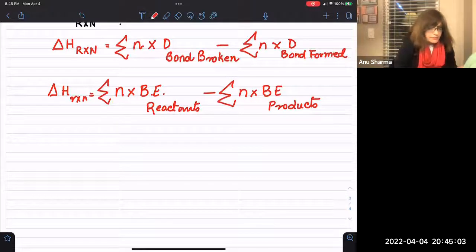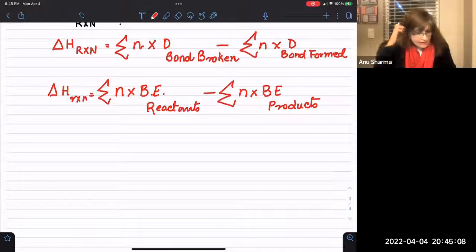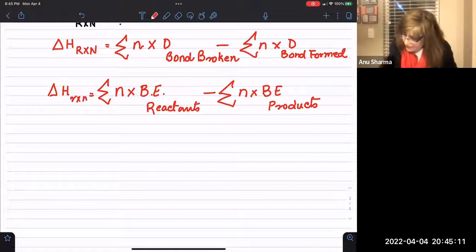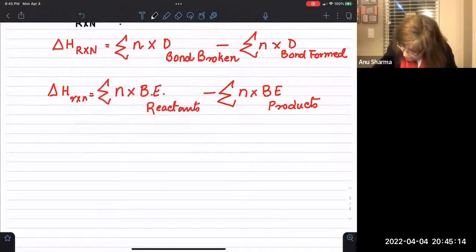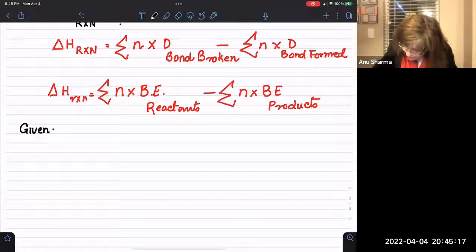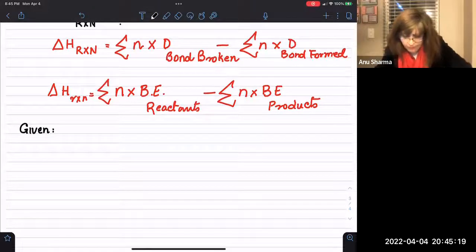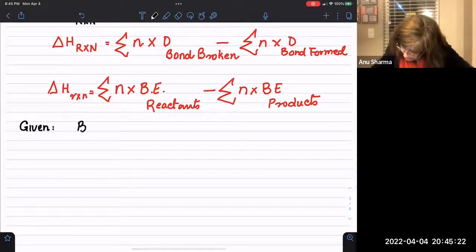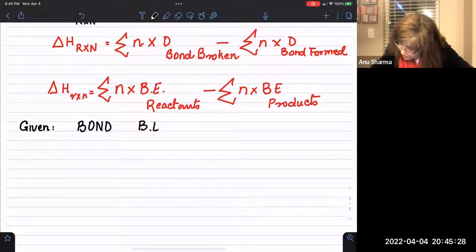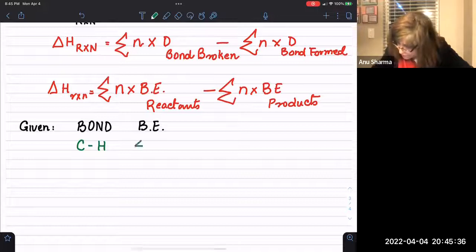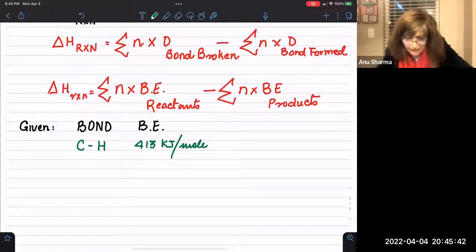All right. So now let's look at it here. What are we given? We will be looking at the table to get some of the values, and these will be given to you. So we will be given the bonds and the bond energy that's associated with that bond. For the C-H, carbon and hydrogen bond, the bond energy is 413 kilojoules per mole, and we calculated that also. Okay, that's one piece.